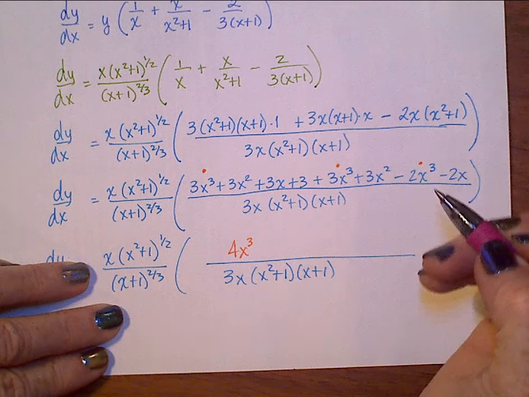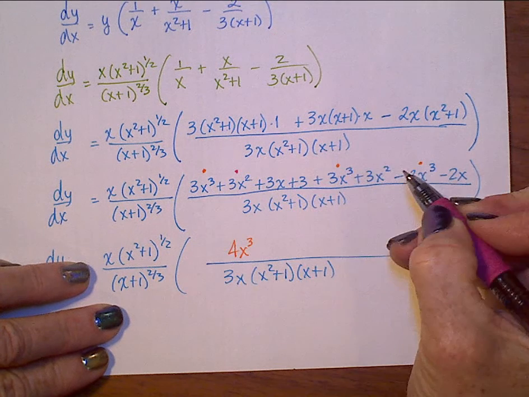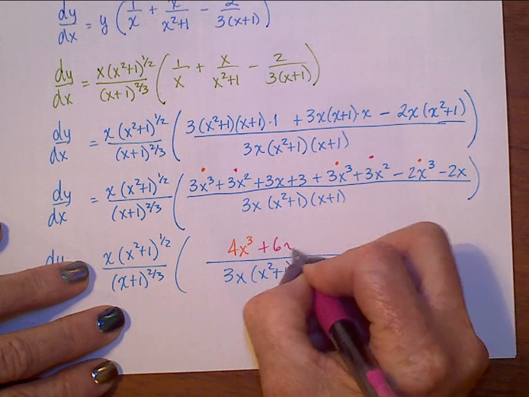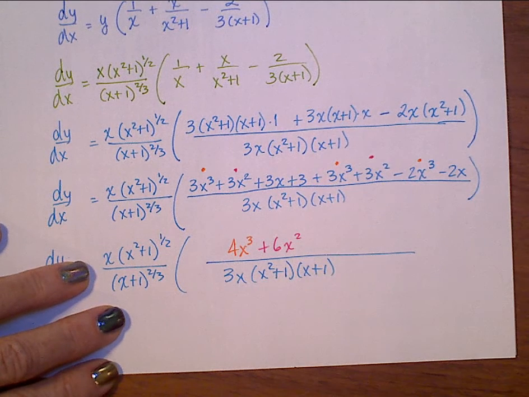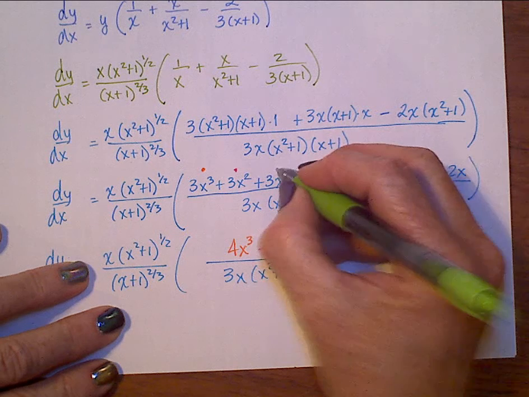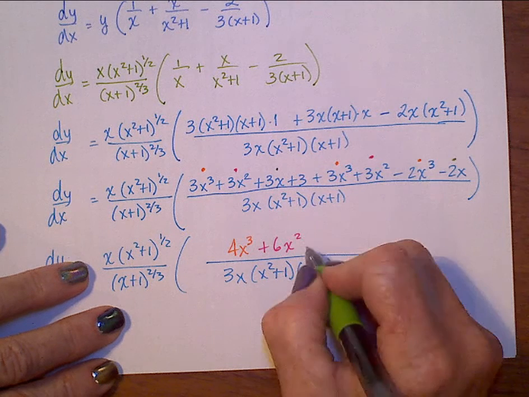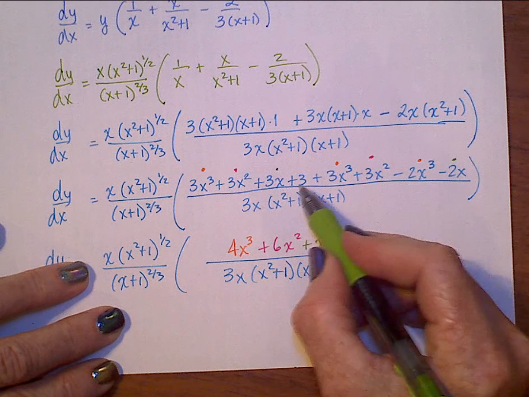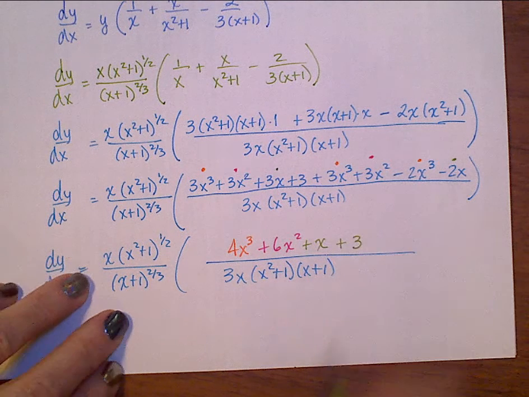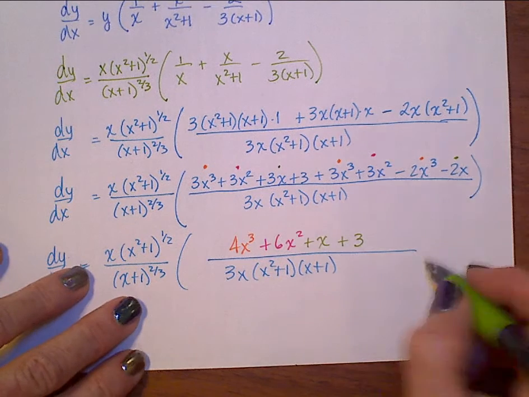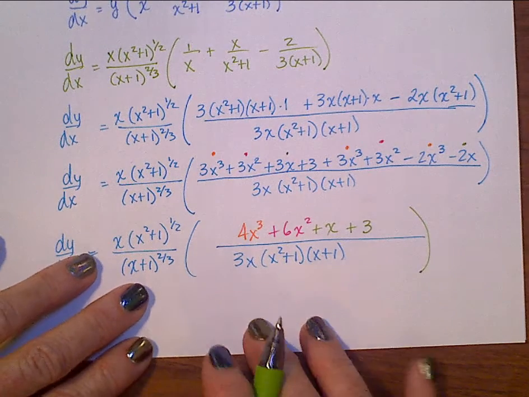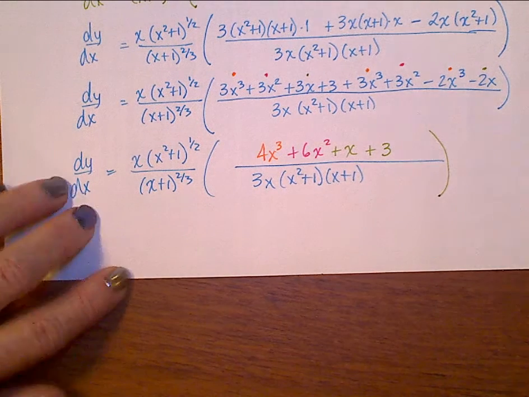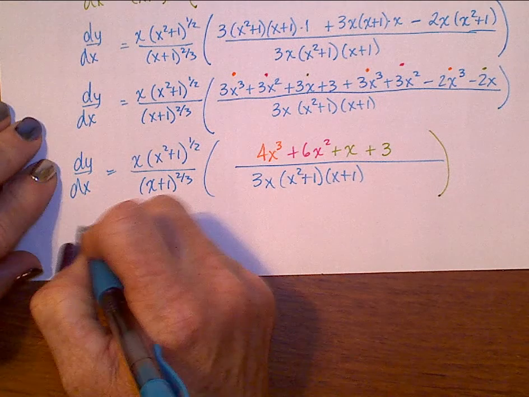The x squared, so we have a 3x squared and another 3x squared. That's plus a 6x squared. A 3x minus a 2x plus an x. Oh, and then the last one plus a 3. Whew. All right, everything's multiplied out. Now let's see if we can simplify this more still.